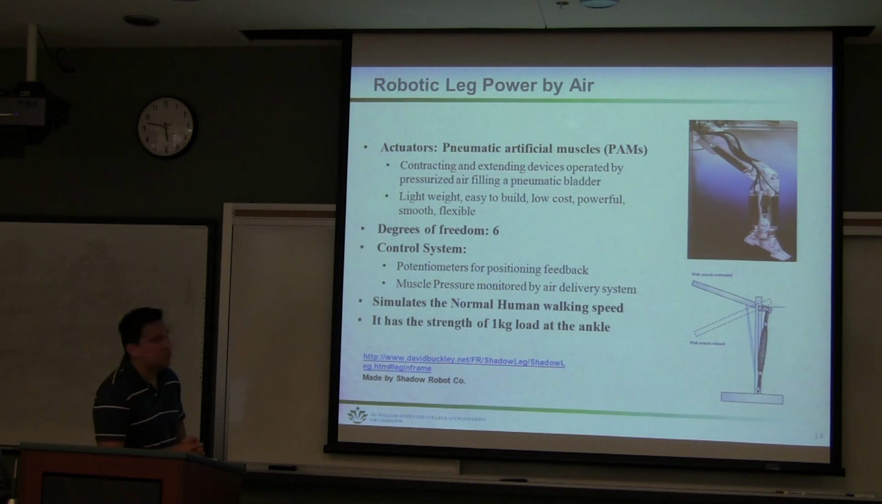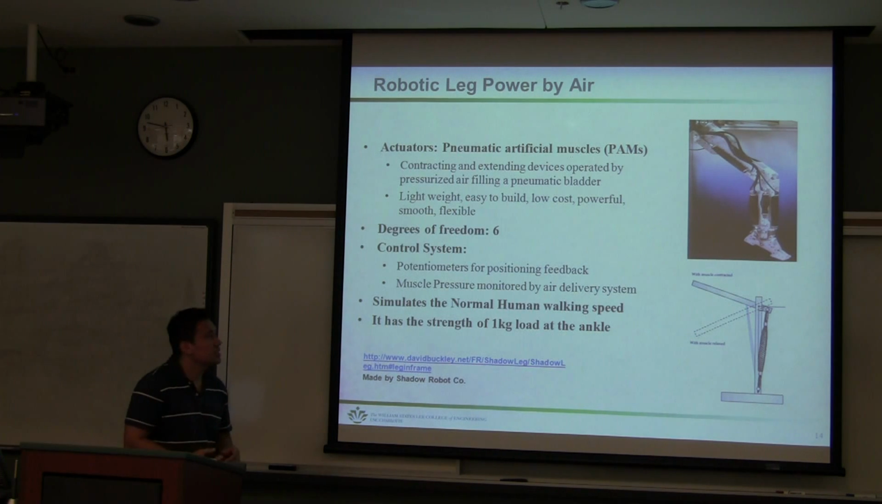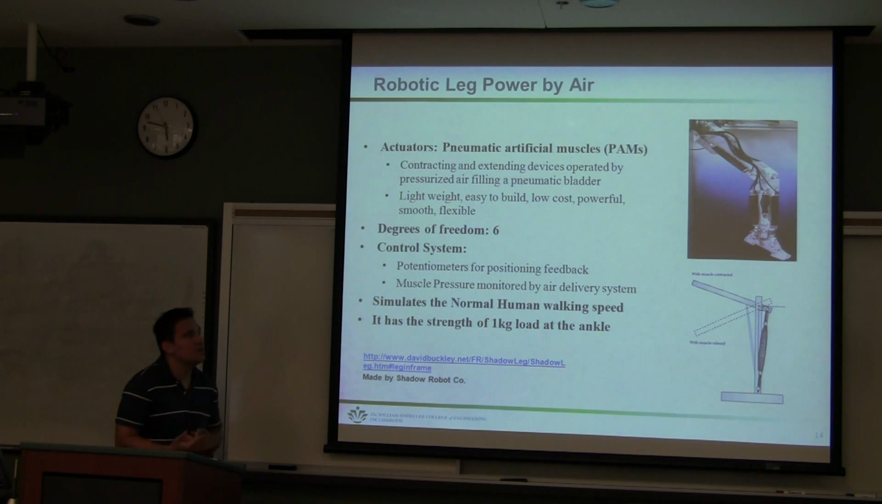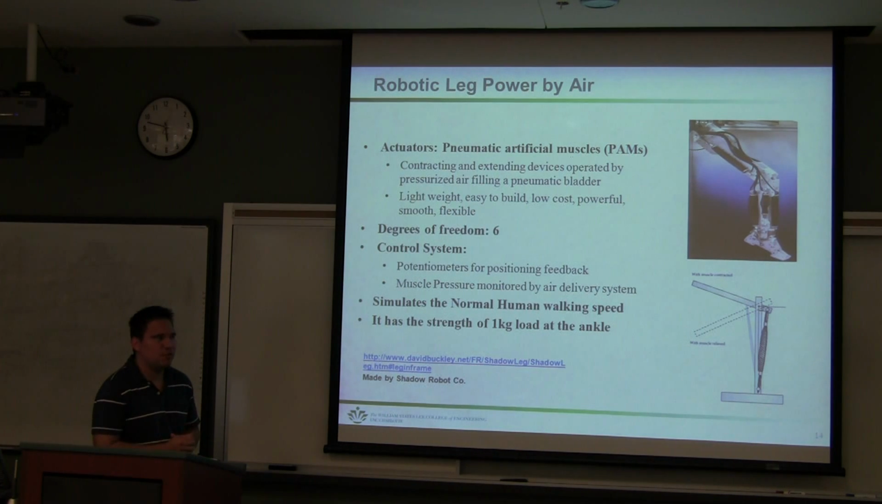This leg has 6 degrees of freedom. It has 2 on the hips, 2 at the ankle, 1 at the knee, and 1 on the toe. Every joint has a certain range of movement. For instance, the one on the knee can move from 0 to 120 degrees. The control system uses potentiometers as feedback to know the position of the joints, and to know the pressure inside the muscles. It uses an air delivery system that is inside the top level control system.